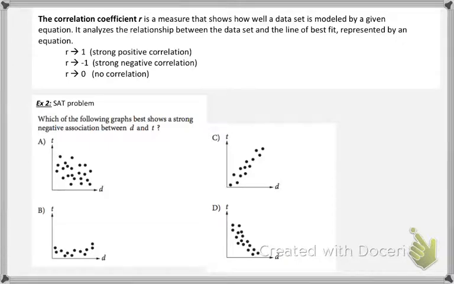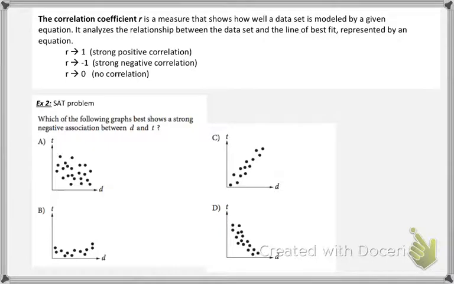So our line of best fit, we can come up with an equation for that. Or our parabola of best fit, we can come up with an equation for that, and using that equation we can make predictions. So R tells us how well the data set can be modeled by the equation of the line or the curve that we draw to best fit that data. It analyzes the relationship between a data set and the line of best fit, which is represented by an equation.